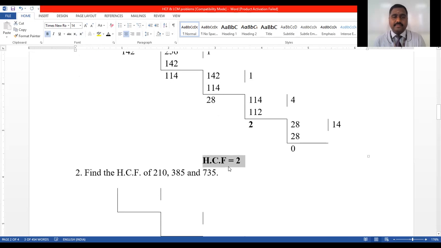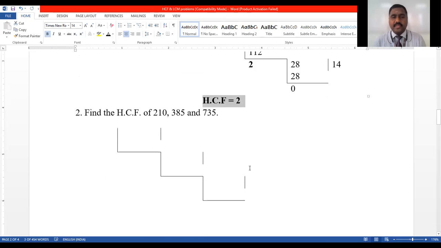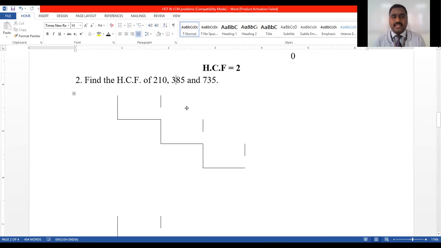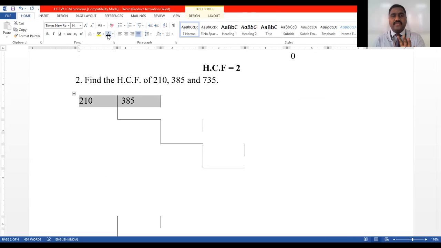Now the second problem, see the second problem, I have taken 3 digits now. So now you can either divide 385 by 210 or 735 by 385. First you start dividing any two numbers, highest number first. So first I have taken the two numbers, highest number 385 divided by 210. So how many times will it divide? It will divide only one time. So if you divide only one time, definitely it's not going to give 0. So it will give some remainder value.